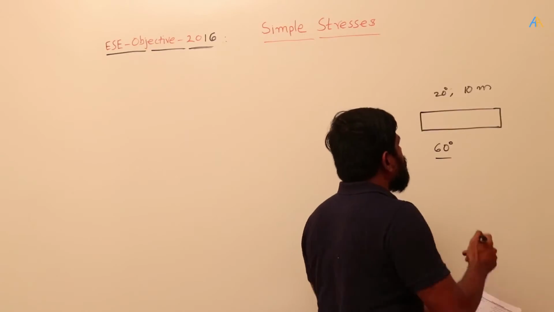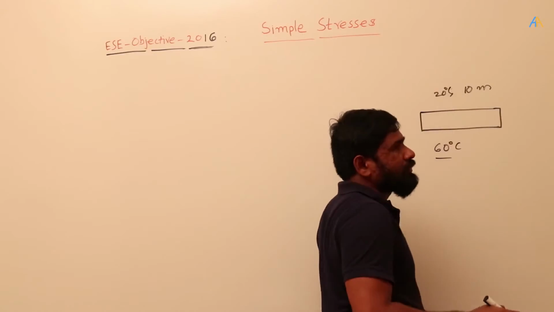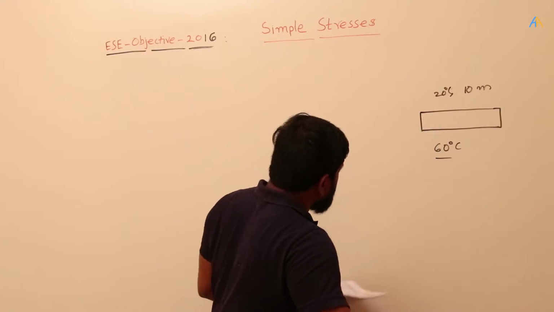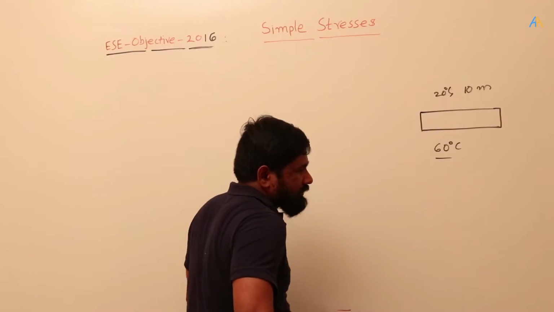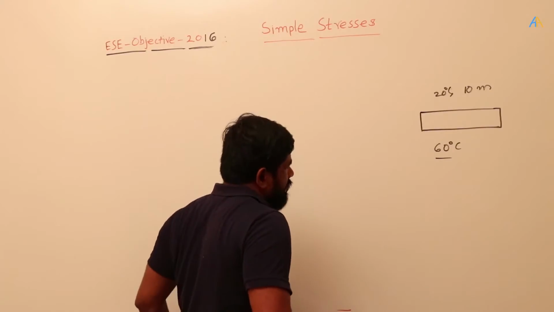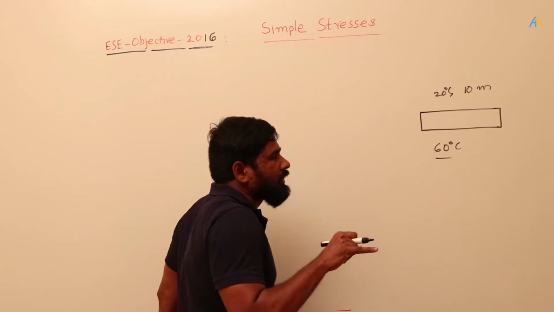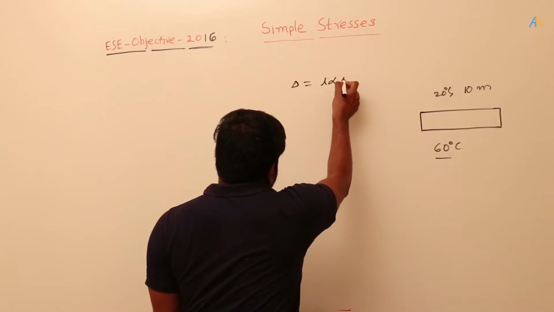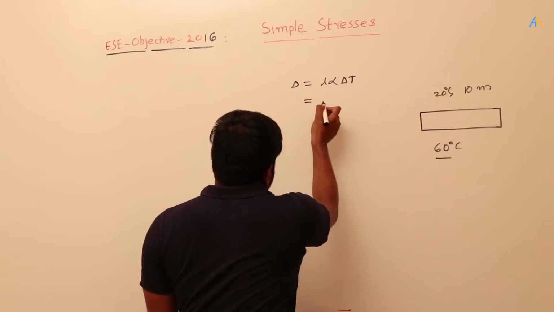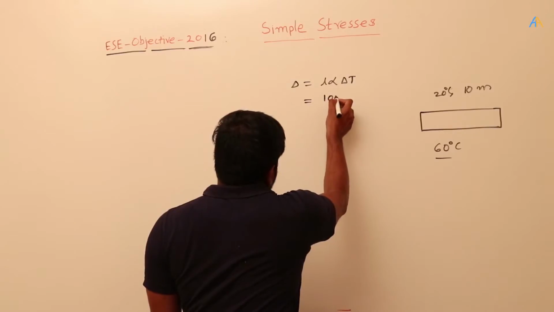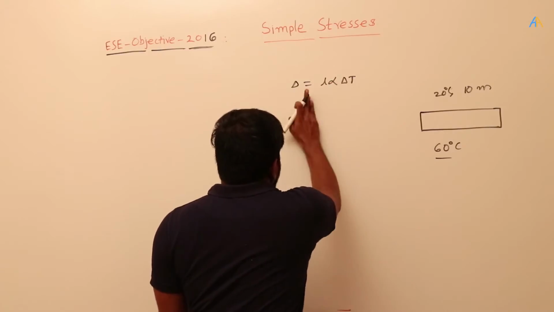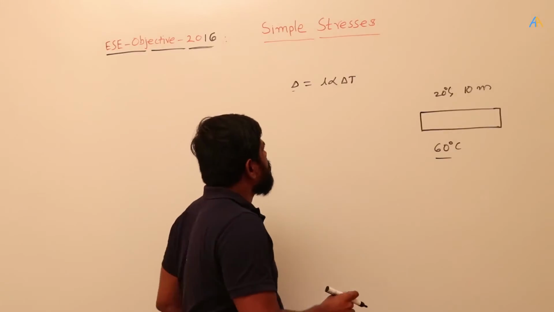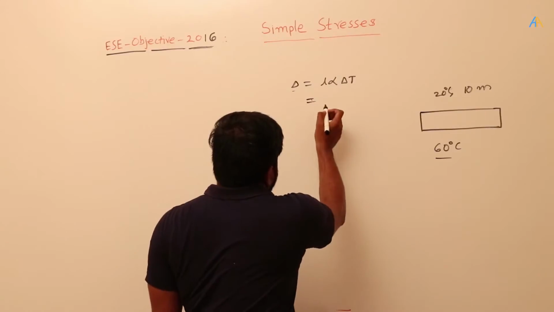Then what happened? It will automatically expand. When it is expanding because of the temperature rise, what is the amount of expansion, or in the sense elongation of the rod? What is the elongation of the rod? The delta equal to L alpha delta T. Okay, so how much is it? So L is 10. Let's calculate and see how much it is coming.